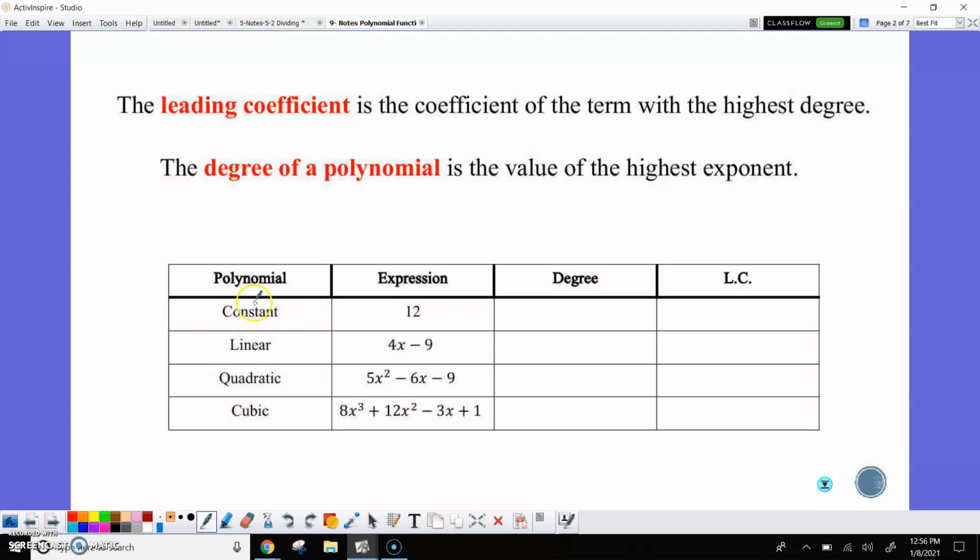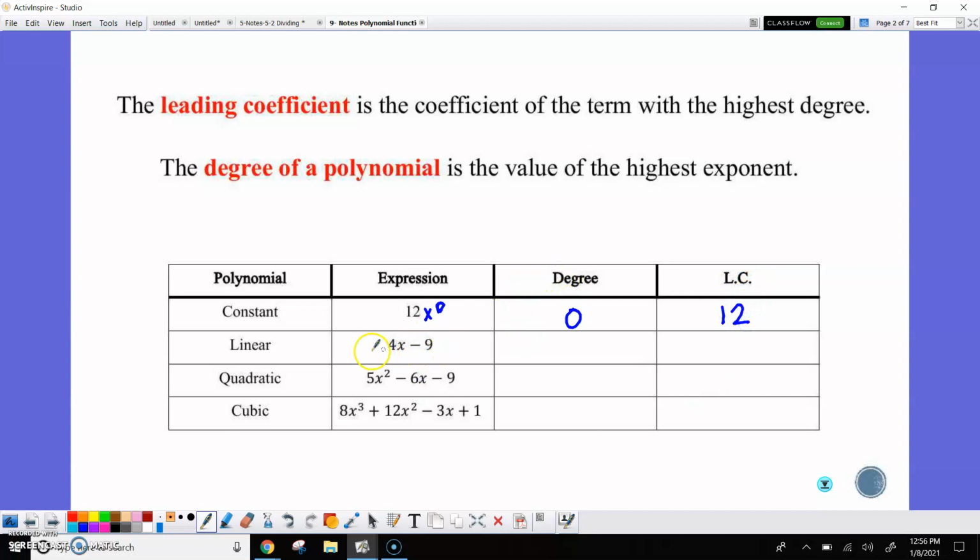So taking a look at this, if you have a constant, the expression is just 12, then my degree is the value of the highest exponent. So this would be 12x to the 0 power. And we look at the exponents of our variables for degrees. So the degree is 0 and our leading coefficient is 12.